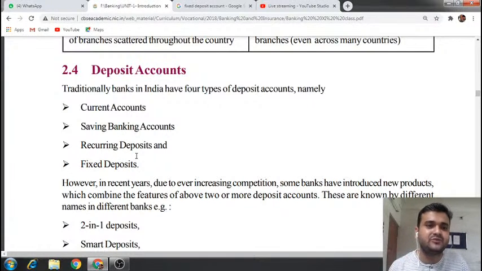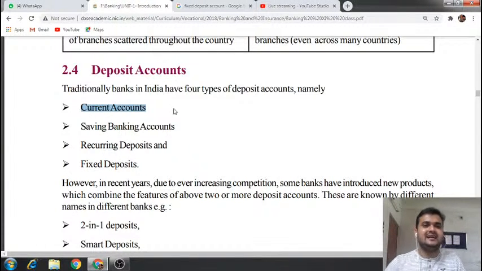You don't have to deposit every month, or like savings, whenever you want to. No, it should be a fixed amount that should be deposited one time, and you can withdraw after the interval is over, like for example, 1 year or 2 years. Okay, clear? Savings, recurring and fixed.